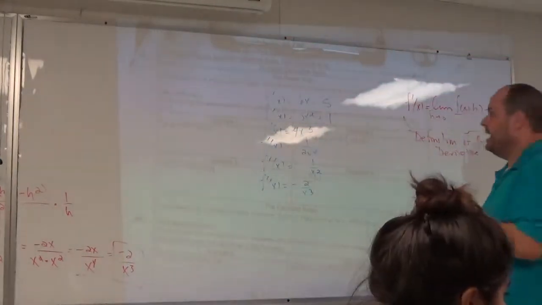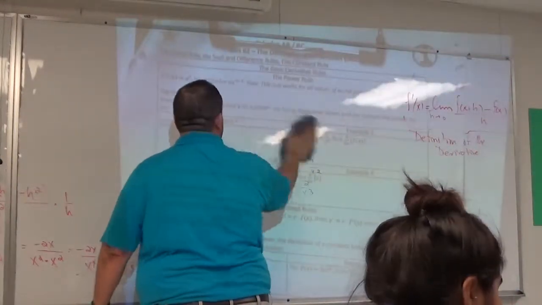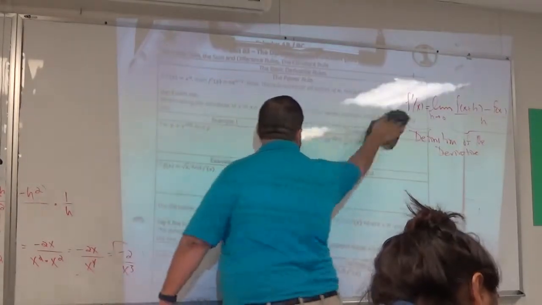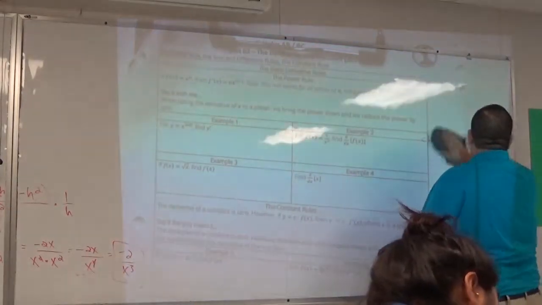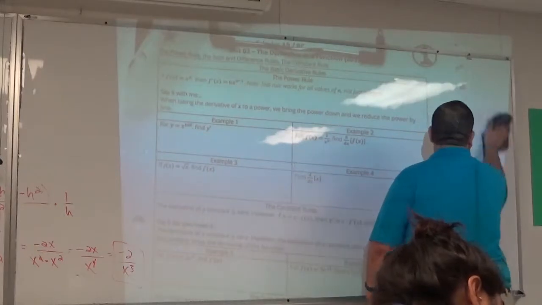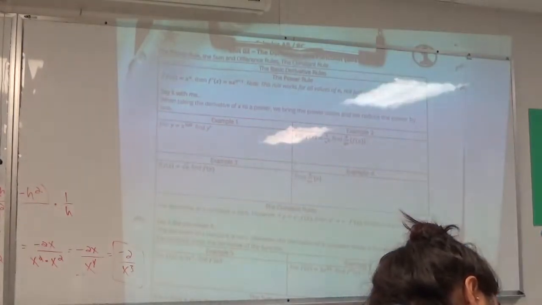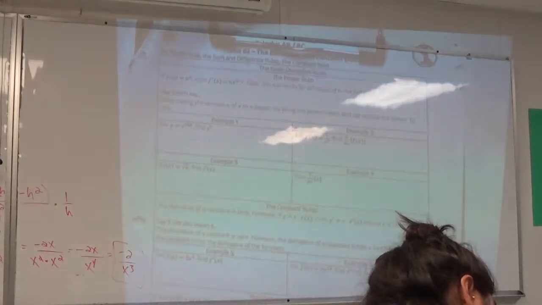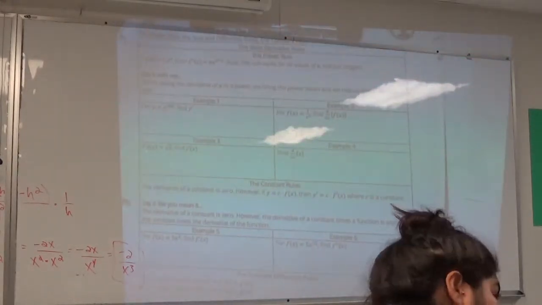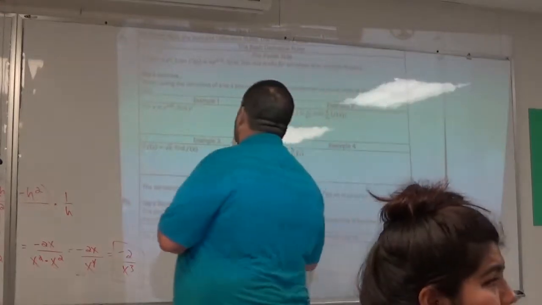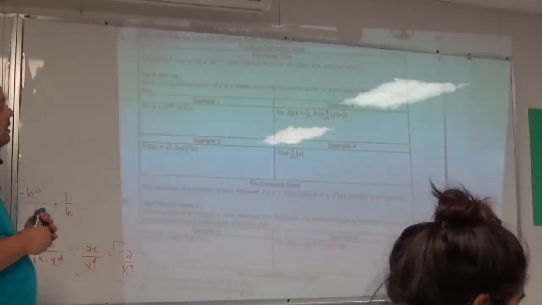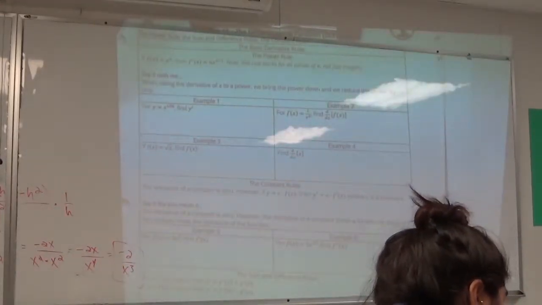All right, can I get Jesus? Can you read what's called the power rule, please? If f of x equals x to the n power, then f prime of x equals n times x to the n minus 1 power. Note, this rule works for all values of n, not just integers.